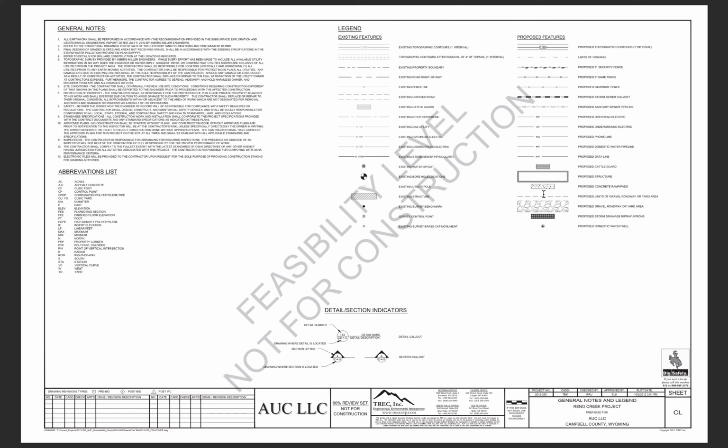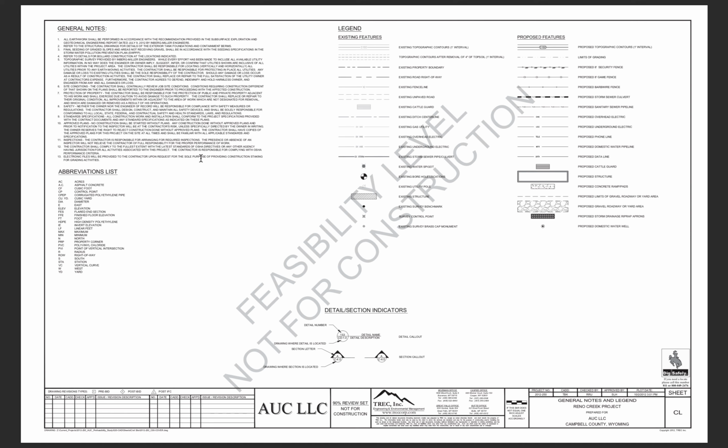For example, right here we see the proposed topographic contours at an interval of 1 foot. That's important, especially for us as surveyors. As we'll see further on in this site plan, we know that this represents 1 foot of elevation. And then right here, this is important to show our detail indicators: what the detail number is, where the detail is located, and where the section is located. So these are good reference markers of detail callouts and section callouts.